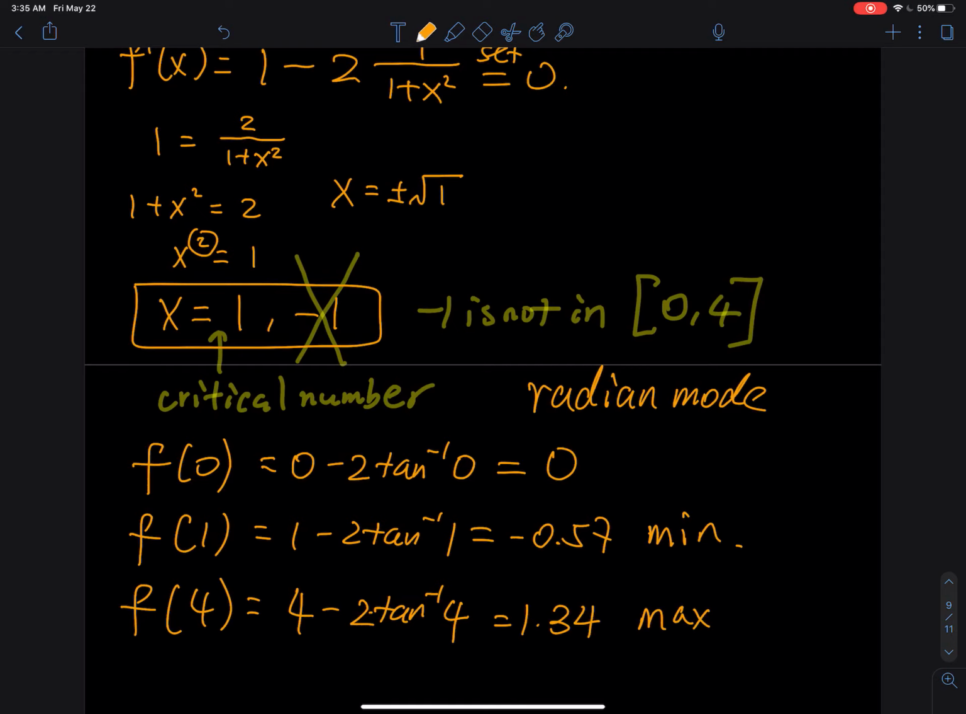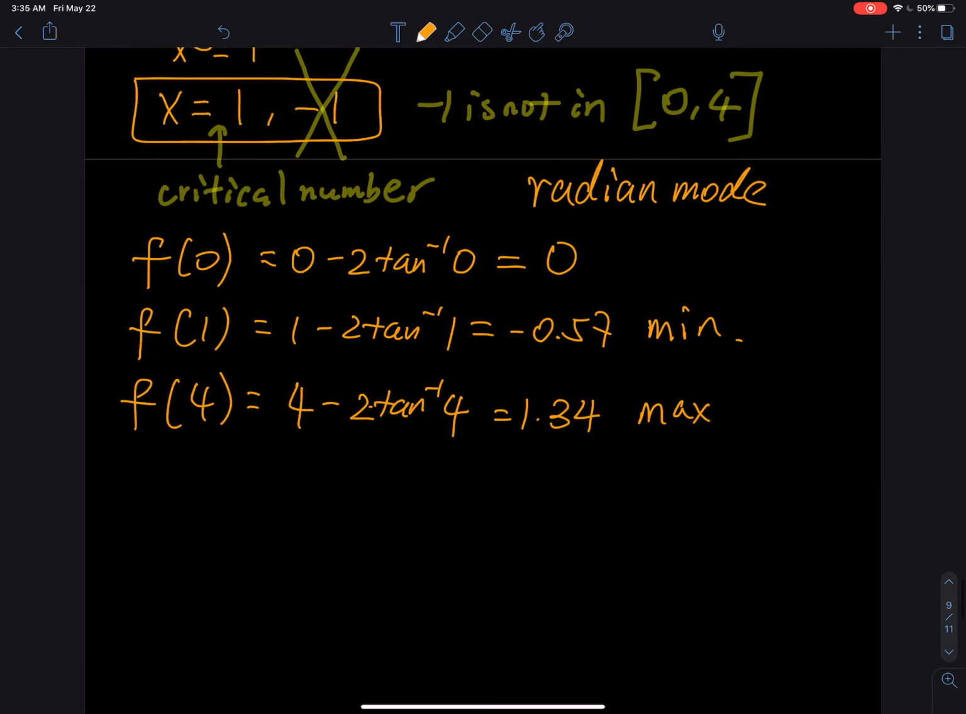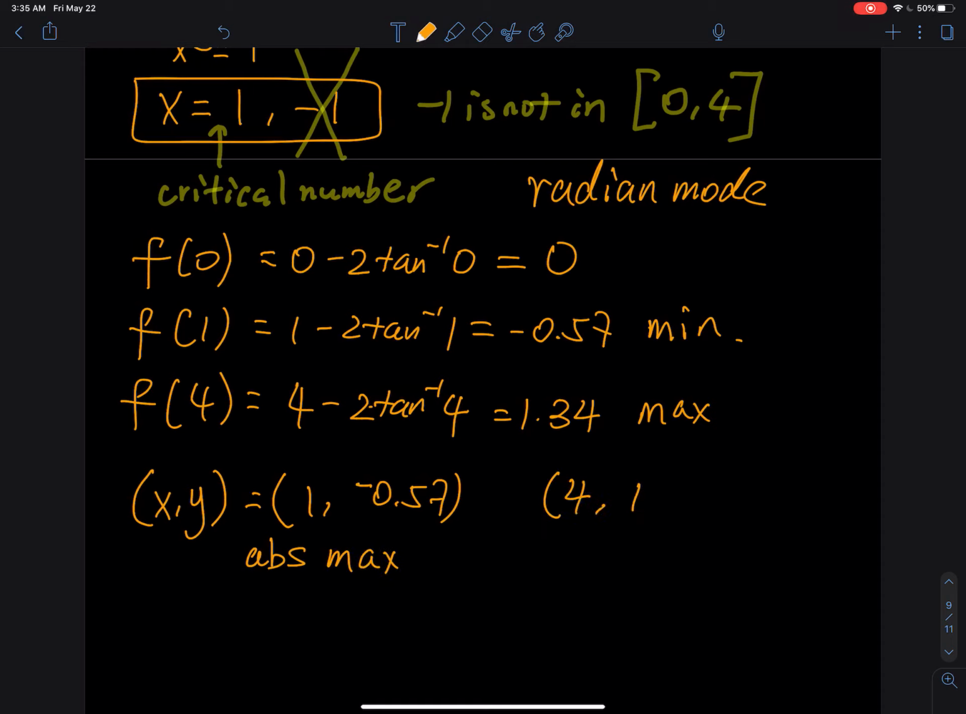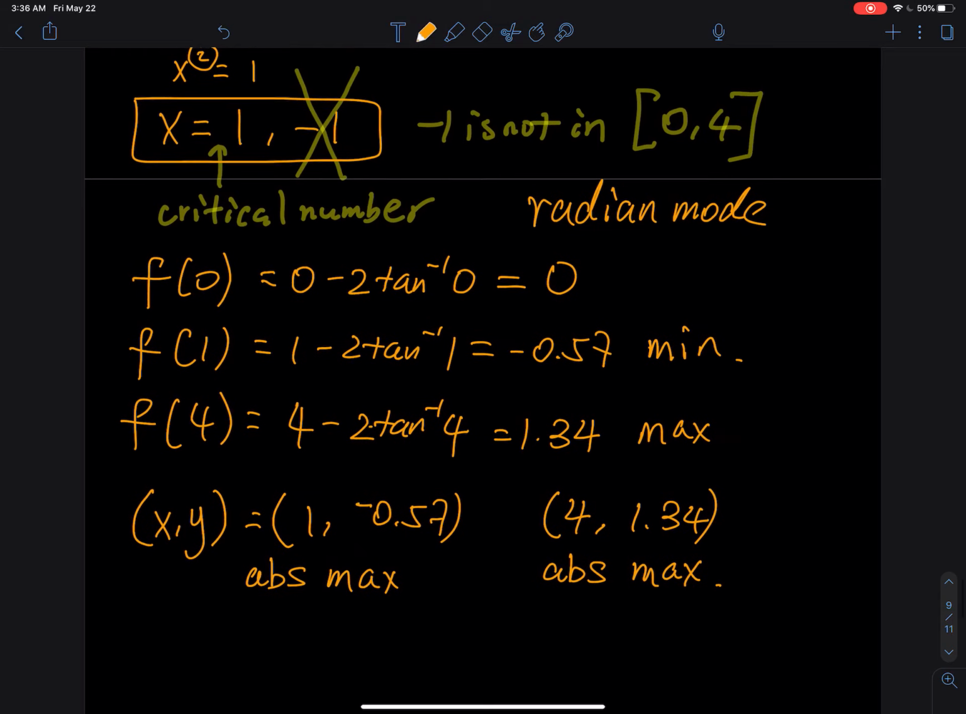All right, and then you draw your conclusion. So we have an ordered pair x comma y equal to 1 comma negative 0.57. This is absolute minimum. And then we have 4 comma 1.34. This is my absolute maximum. So that's all in this absolute extrema exercise.